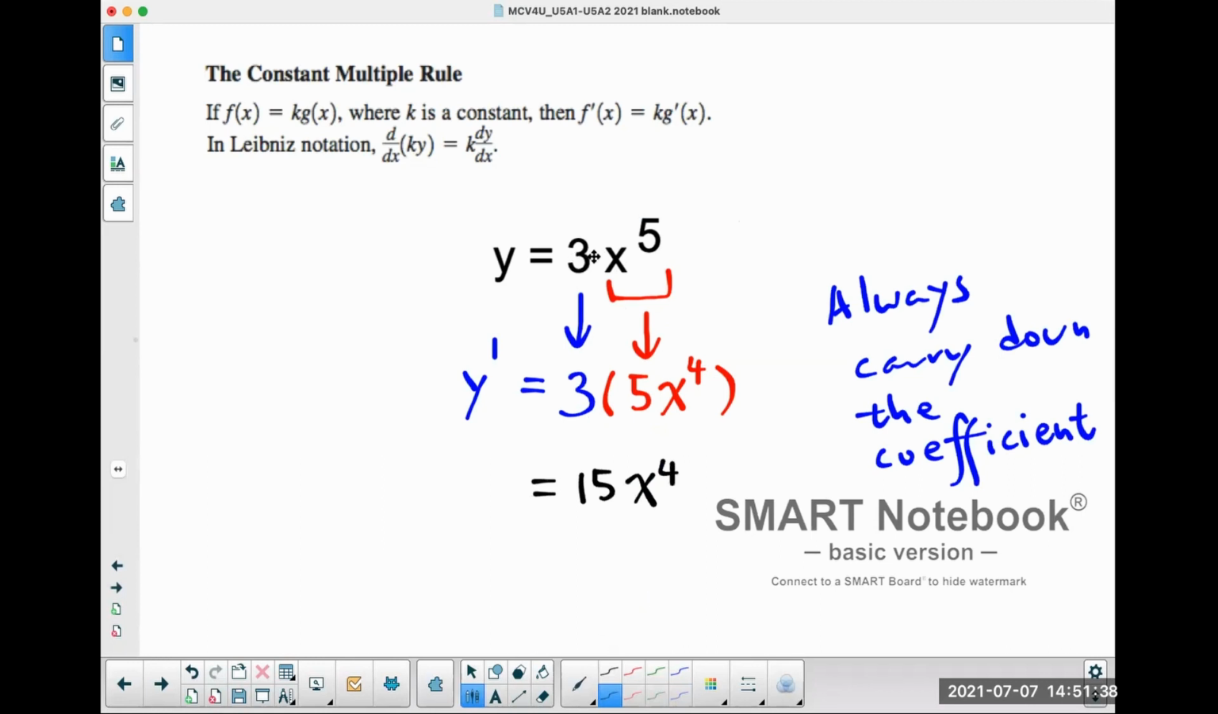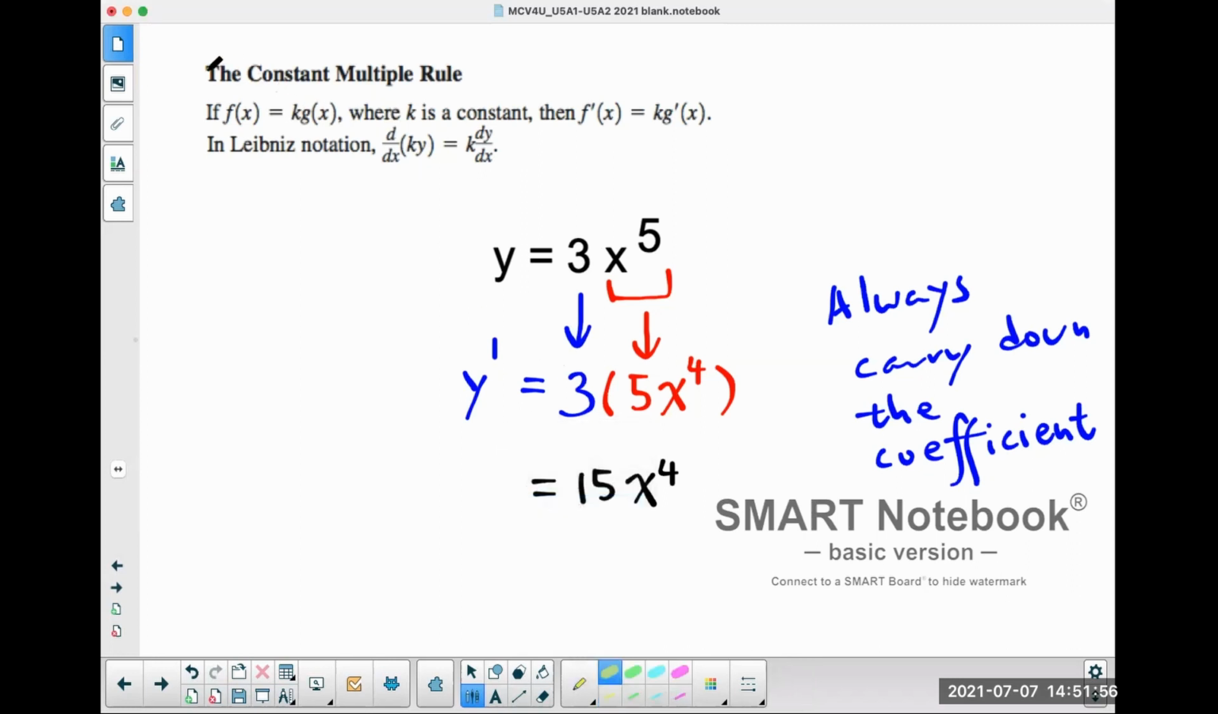So anytime you have a constant or something that's multiplied by the power rule, you just carry that down. Whatever that number is, carry it down. As long as it's constant, a number, not a variable, you carry it down. That's referred to as the constant multiple rule.